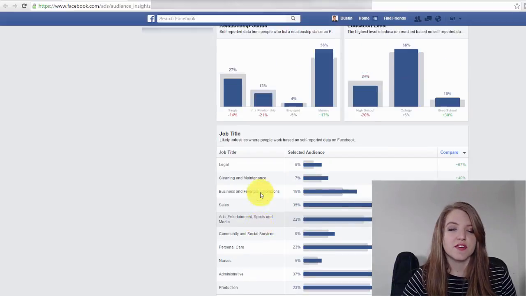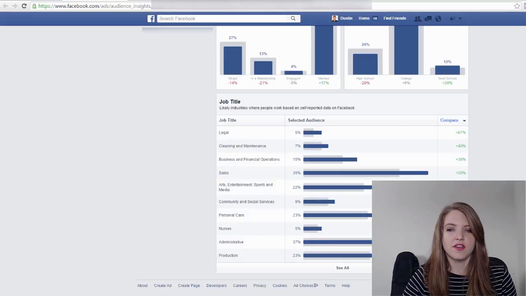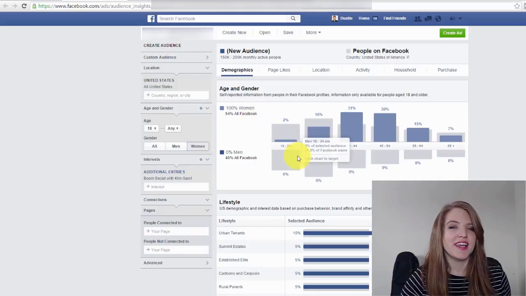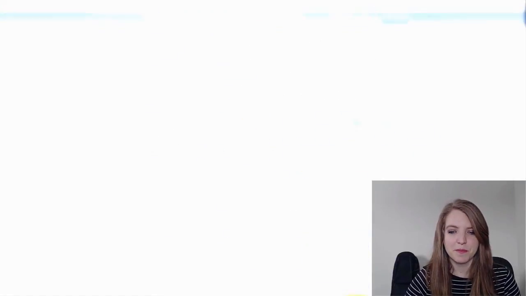And so that covers the first part. This is really the first step to understanding Facebook Audience Insights and seeing how powerful it is. But we're going to go in and show you some of the other features as well.